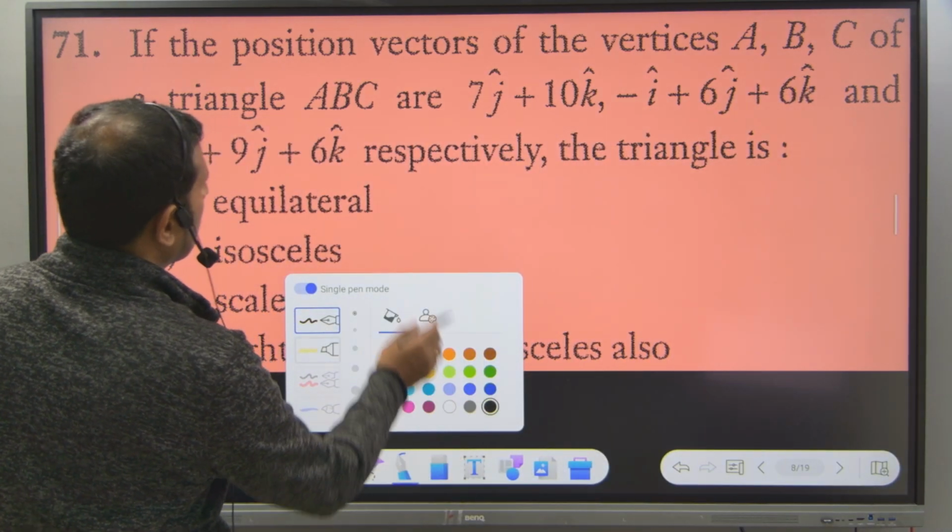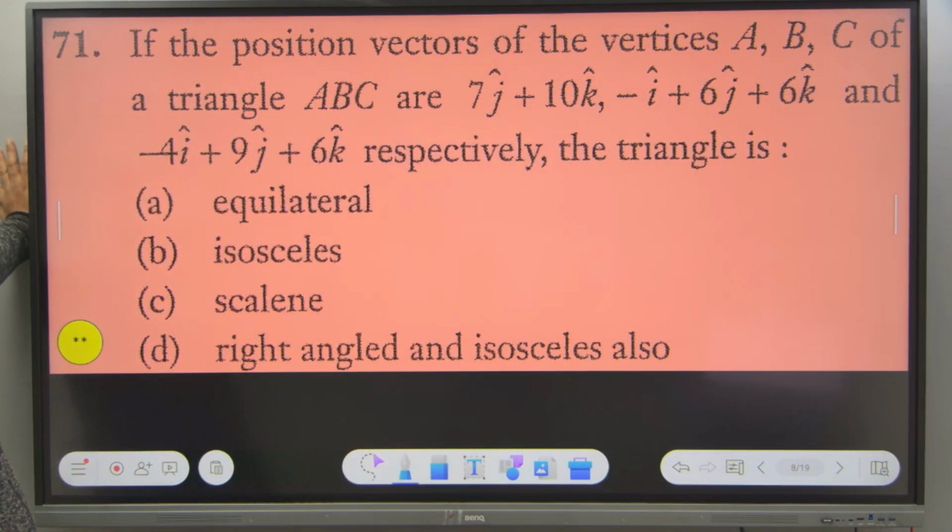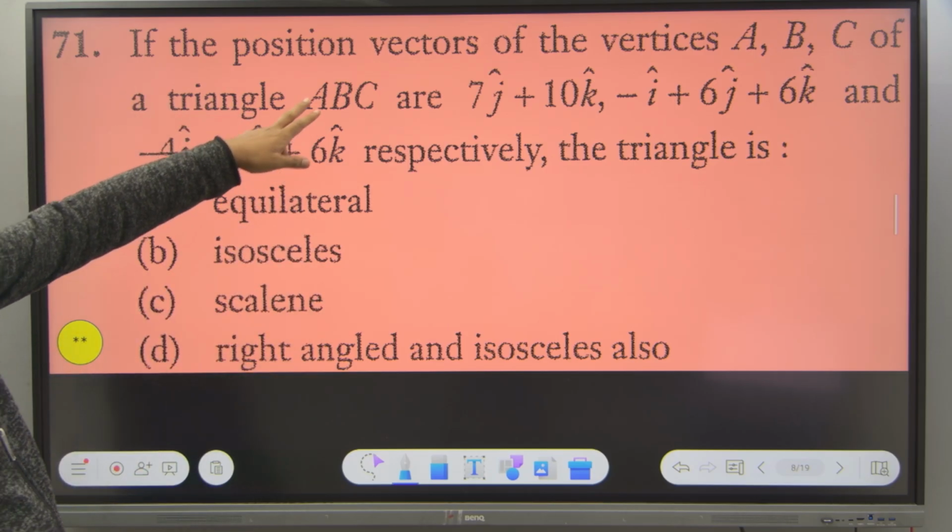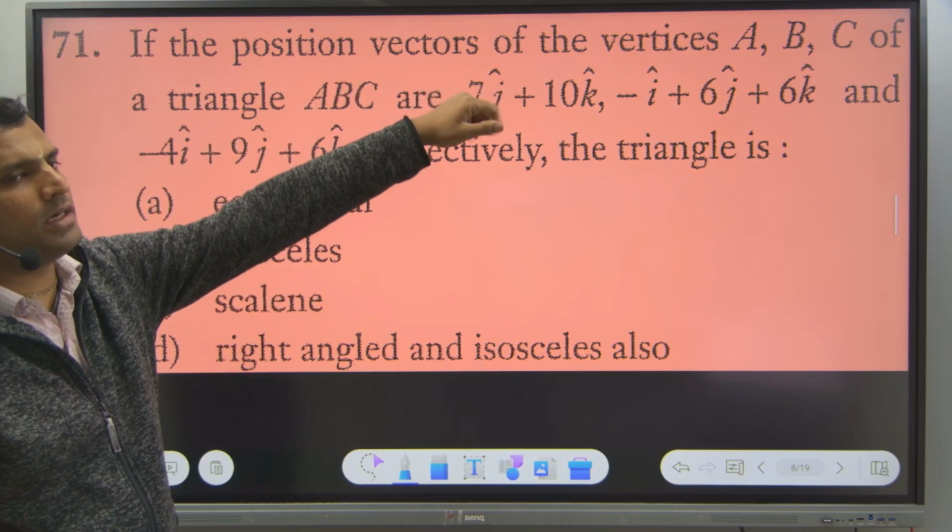If the position vectors of the vertices A, B, C of a triangle ABC are 7j cap plus 10k cap, minus i cap plus 6j cap plus 6k cap, and minus 4i cap plus 9j cap plus 6k cap respectively, then the triangle is... Okay. Anybody would like to say how to analyze this question? They have given the position vectors of the vertices.